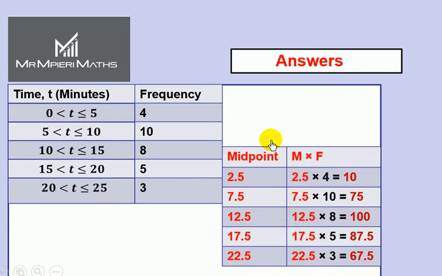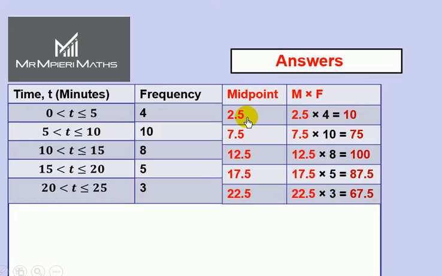So the 2 columns we need: the midpoint here. The midpoint between 0 and 5 is 2.5. And the next column we need is where we multiply the midpoint and the frequency. So we multiply these two together. So 0 to 5, the midpoint is 2.5. Then in this column, 2.5 multiplied by 4 gives you 10. Between 5 and 10, the midpoint is 7.5. And then you multiply 7.5 and 10, so that gives you 75. So you do the same all the way through.